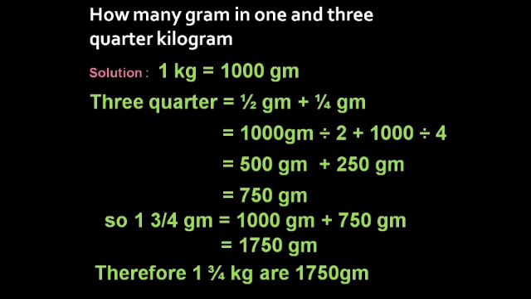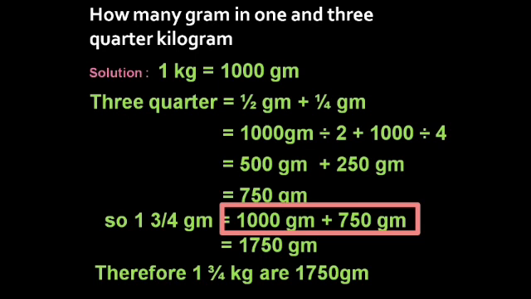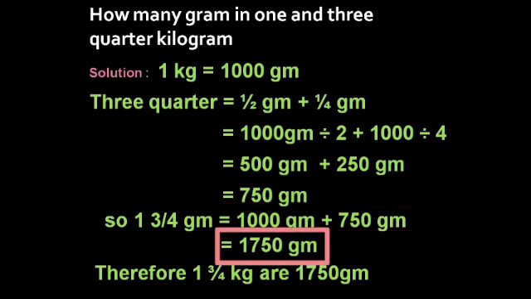So now 1 and 3 quarter gram we have to find out. So 1 is 1000 gram plus 750 gram. So we'll get the answer as 1750 gram. Therefore, 1 and 3/4 kg are 1750 gram.